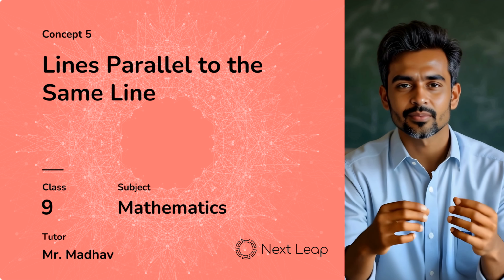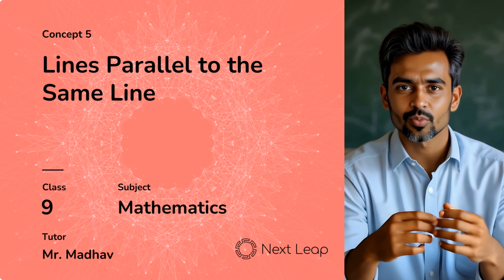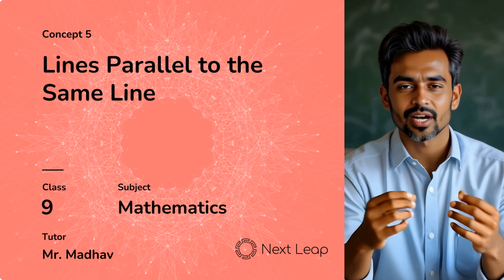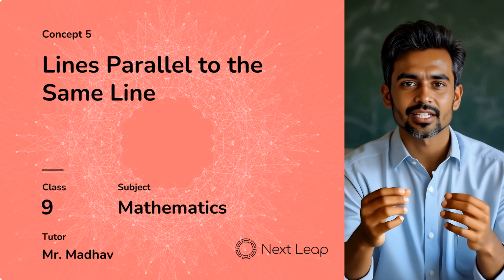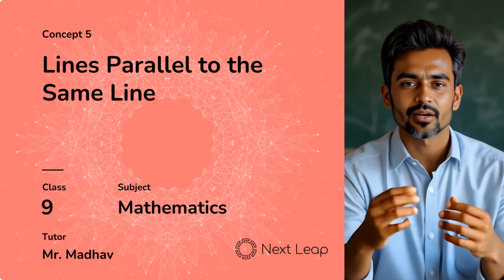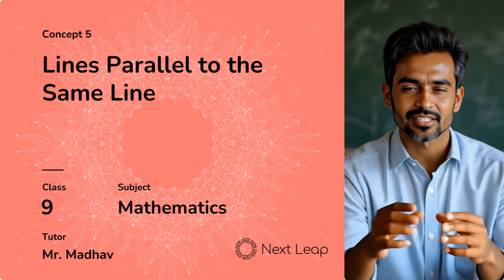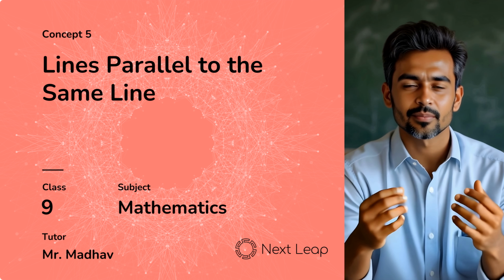Let me ask you something fun to begin with. Have you ever noticed railway tracks? They run in pairs, always parallel, and if one track is parallel to another and that second one is parallel to a third, then what do you expect about the first and the third? Exactly. They too remain parallel. Today, we are going to explore the exact same idea in mathematics, lines parallel to the same line.